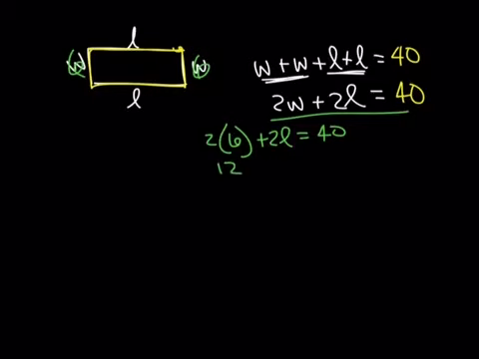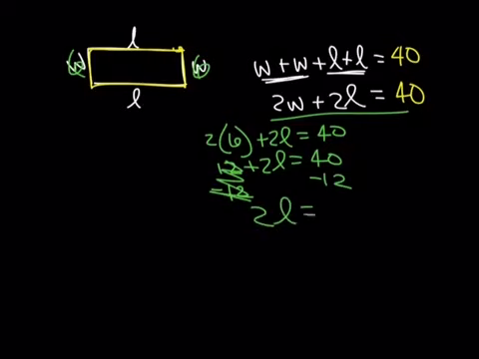And we're trying to find the length. So this is 12 plus 2l equals 40. And remember, given a problem like that, we're trying to get the l by itself. We're getting rid of the things that are the furthest away. And we have 2l equals 28, right? And then we divide both sides by 2.